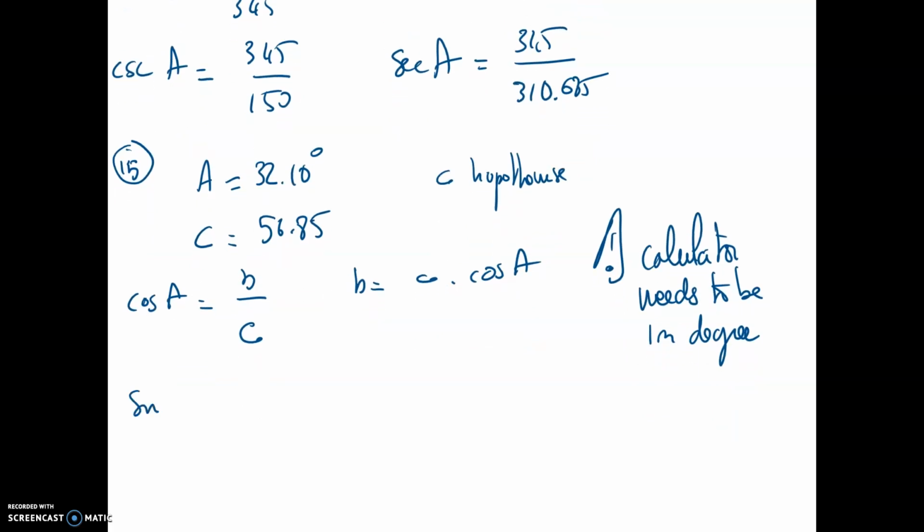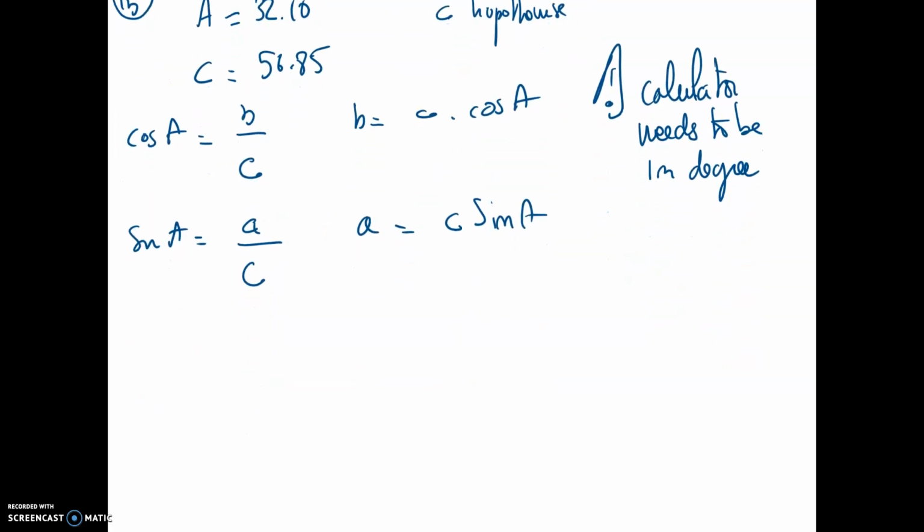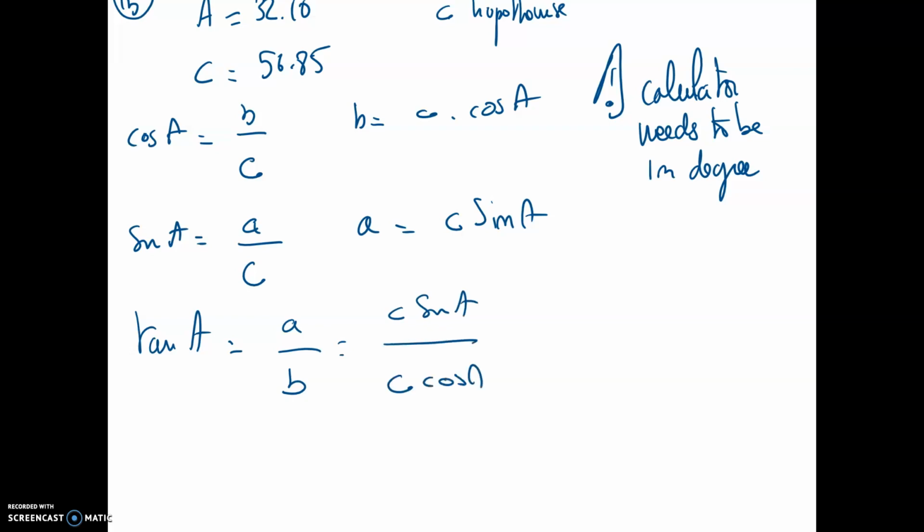The sinus of the angle A is A divided by C. So A will be equal to C sinus A. Once I have that, I can calculate a tangent, which is going to be a over b. Basically I end up with C sinus A over C cosinus A, and I'm supposed to have sinus A over cosinus A.